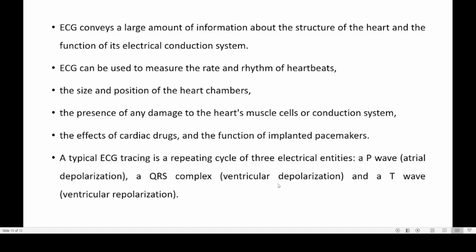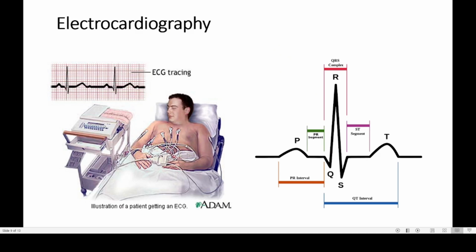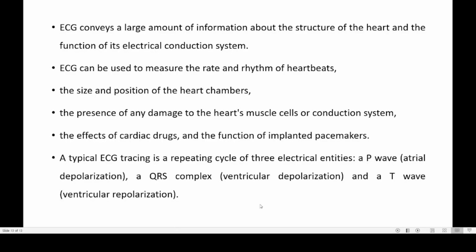QRS waves take place during ventricular depolarization. That means it is during the contraction of the ventricle that we are getting the second wave, known as the QRS. This is a small wave. This is the highest wave, QRS, and that takes place during the contraction of the ventricle. Now comes the third wave. The third wave is the T wave. The T wave takes place during the relaxation of the ventricle, or ventricular repolarization.